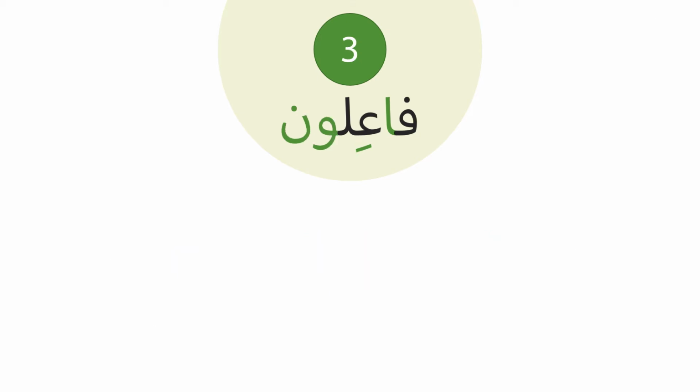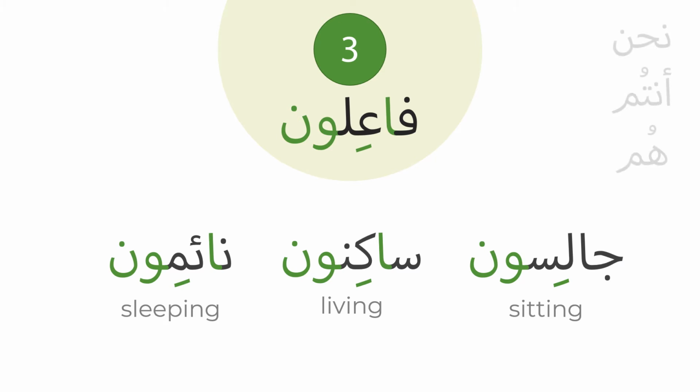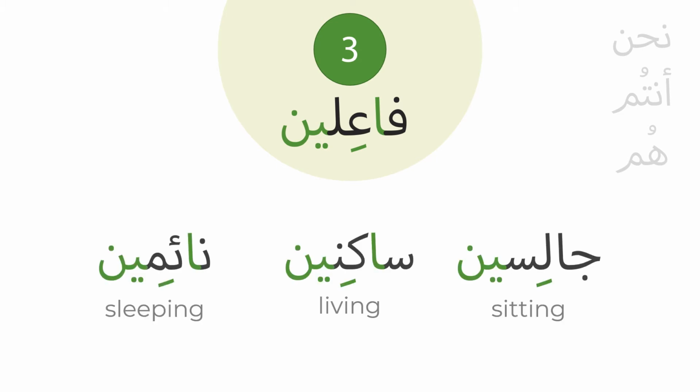The third form is the plural form, فاعلون, in the first nominative case. For example, جالسون, ساكنون, نائمون. This can be used for نحن, أنتم, and هم. In the other cases, accusative and genitive, and also in most dialects, the ending in is used instead. فاعلين. So, جالسين, ساكنين, نائمين.